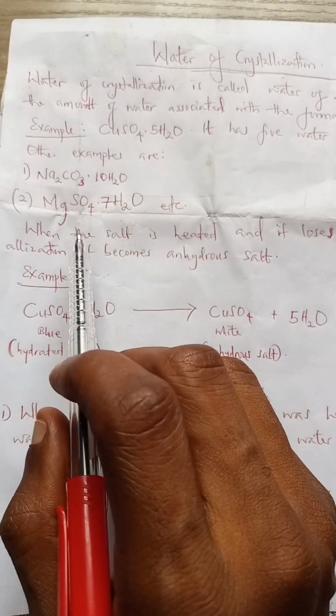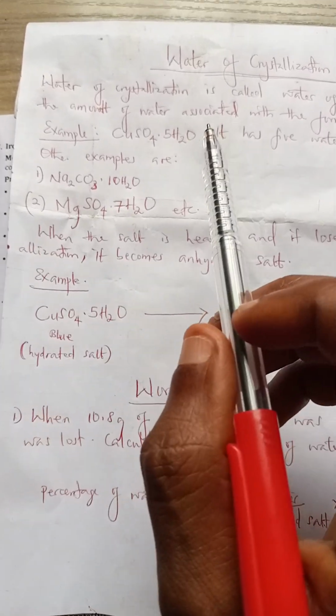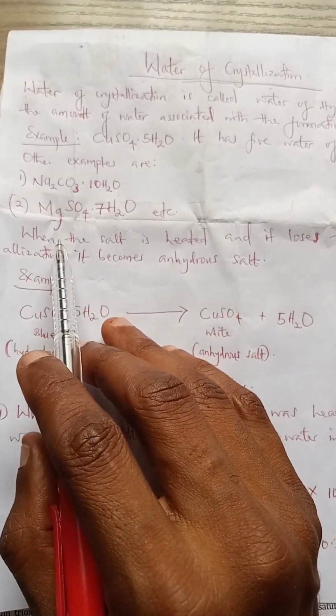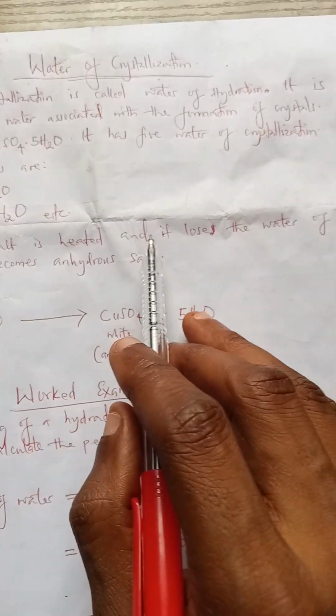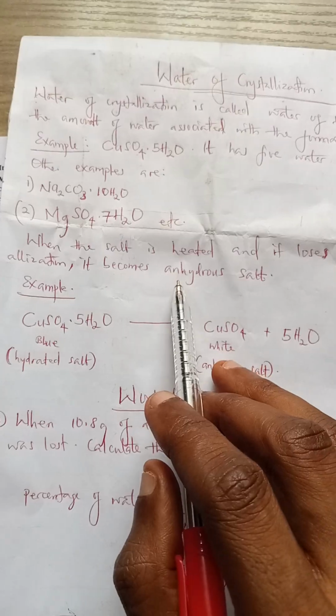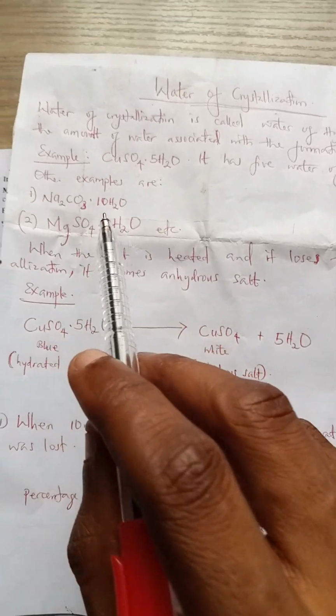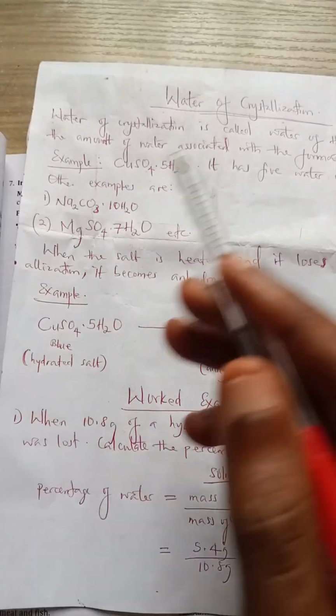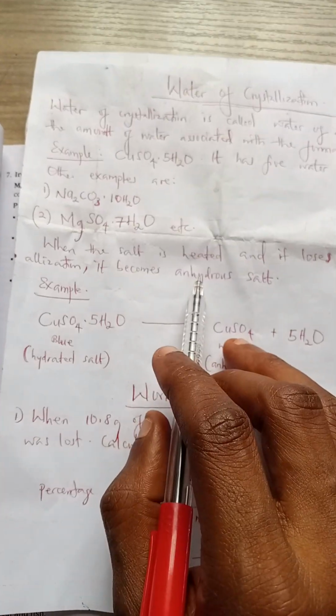Crystallization. Then if you want the water of crystallization to leave the salt, all you need to do is heat it. We say when the salt is heated and it loses the water of crystallization, it becomes anhydrous salt. So a salt whose water of crystallization has disappeared, has left it, is called anhydrous salt.